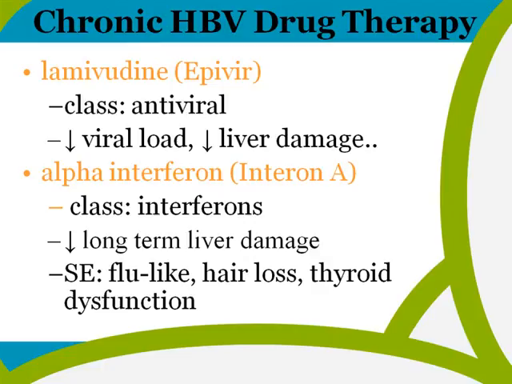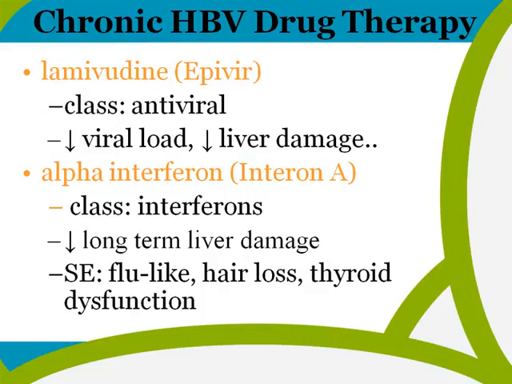When looking at the chronic hepatitis B drug therapy, there are two drugs that you need to remember, or at least be familiar with. First one being Epivir. If you notice, Epivir has VIR in it. Well, the VIR represents viral. Anytime you see a drug with VIR in it, there's a good chance that that is an antiviral drug, and that's exactly what this is. Epivir helps decrease the viral load, which means decrease the amount of hepatitis B that is being reproduced in the body, and it can decrease liver damage as well.